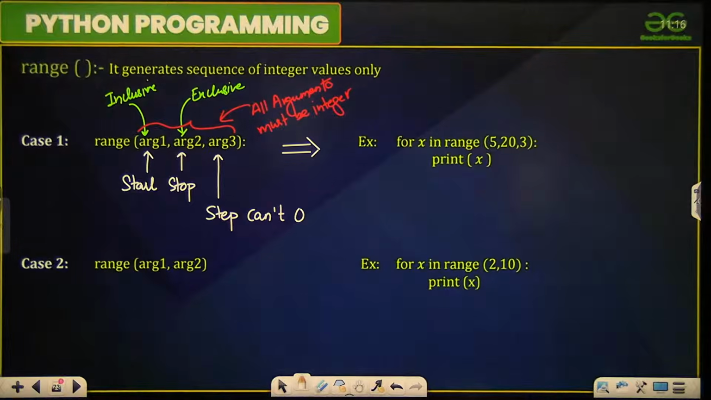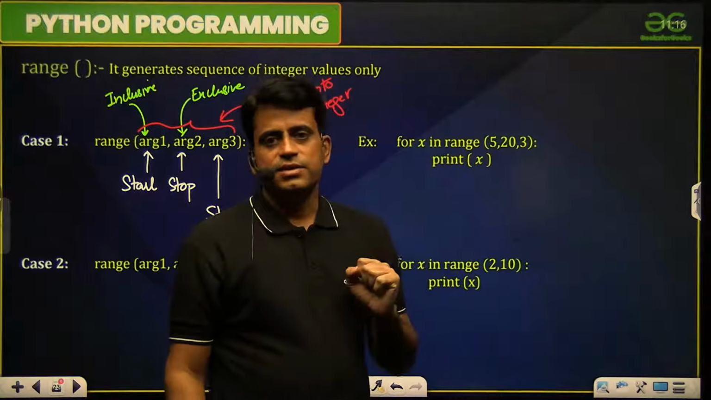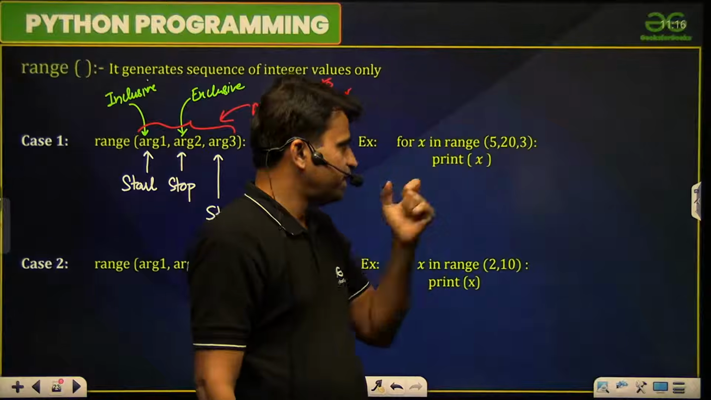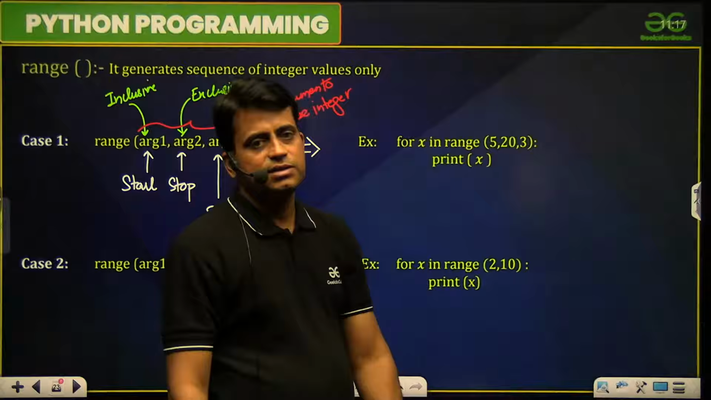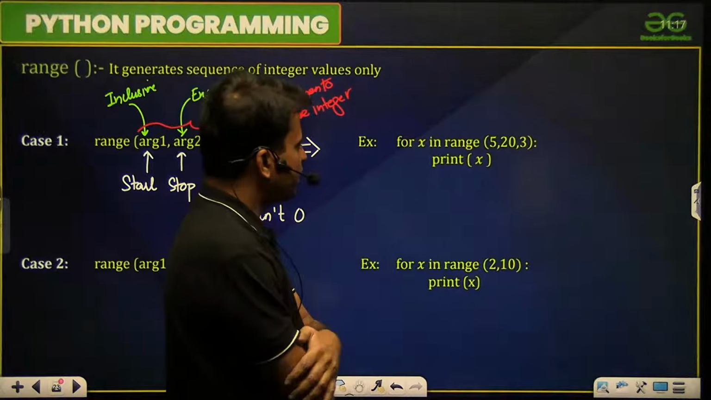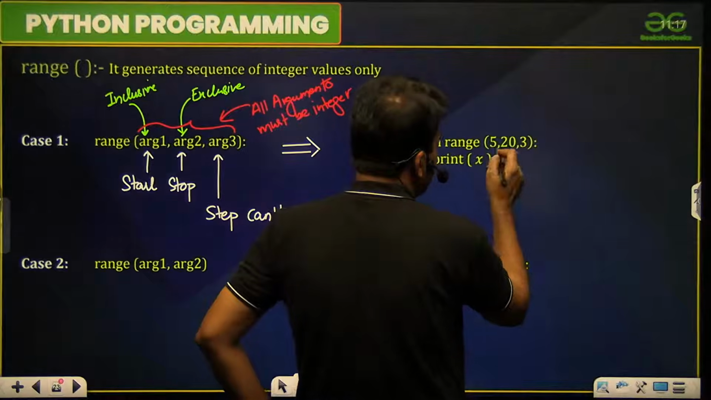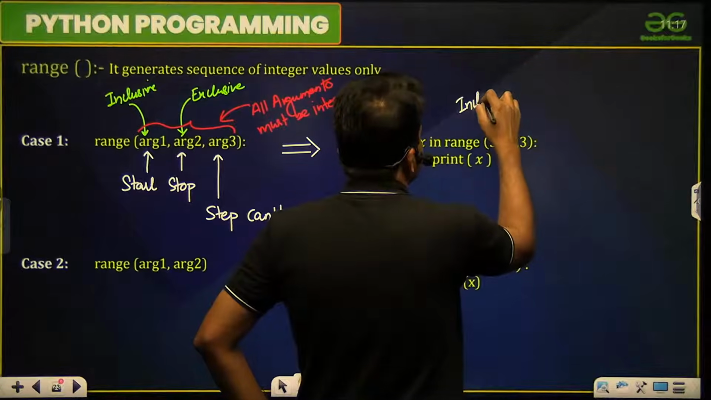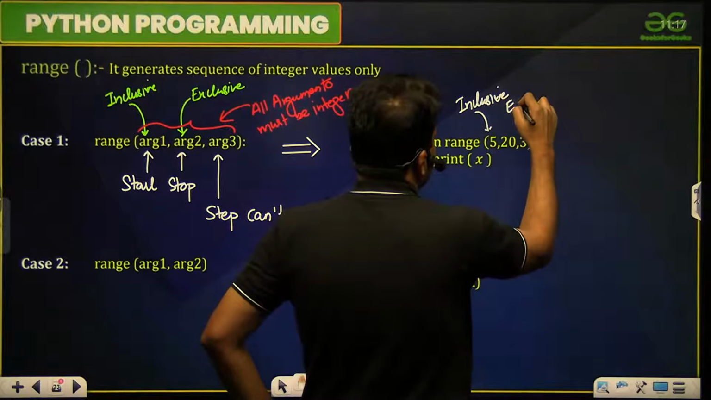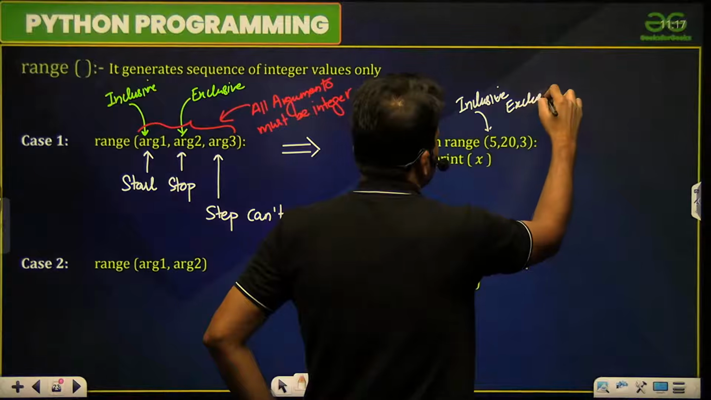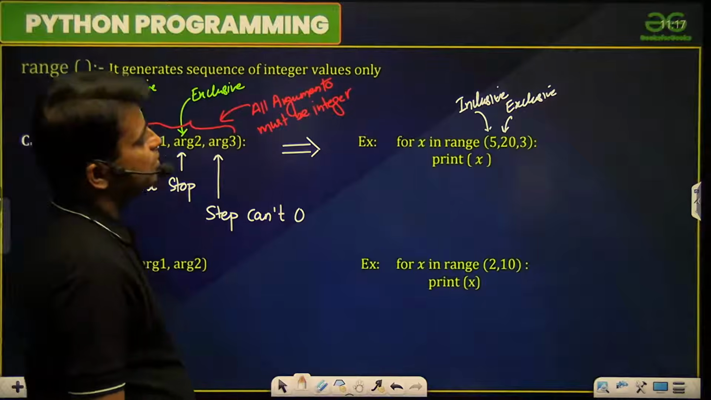Everyone reply with the answer for this question. For x in this range, which is a sequence, print x. For every element present in this sequence, it prints x. So range(5, 20, 3), what is the meaning of this? 5 is the start, and 20 is the stop. 5 is inclusive, and 20 is exclusive.